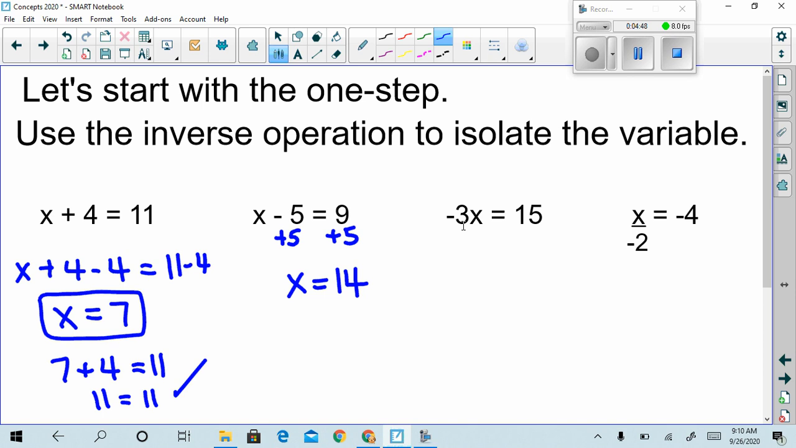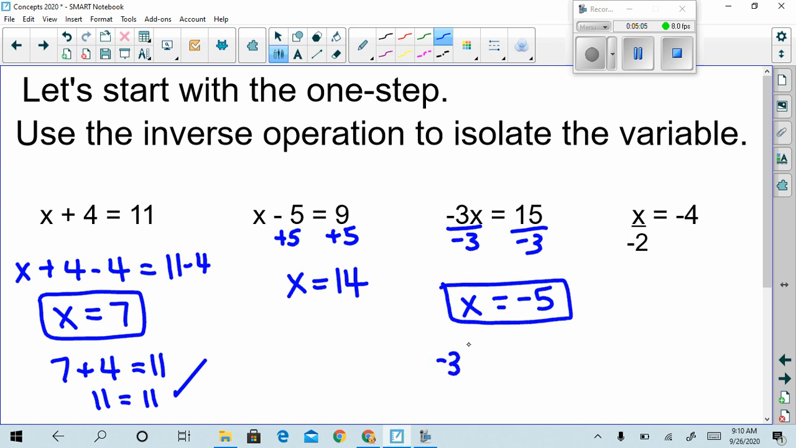I now see a multiplication equation. I'm going to do the inverse. I'm going to divide. This is going to be a reminder of your signs, because when the signs are unlike, you get a negative quotient. And there we have -5. Well, let me check this. -3 times -5, does that equal positive 15? Yes, when the signs are the same, we get a positive product.